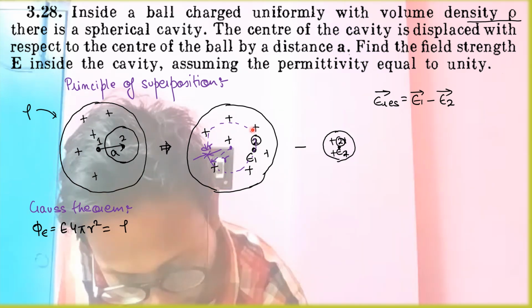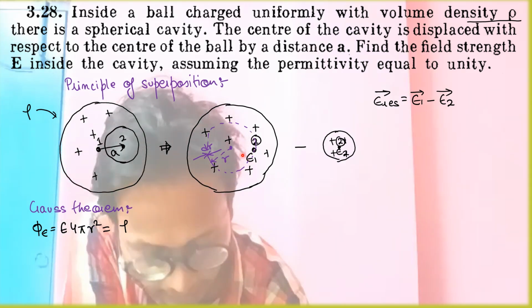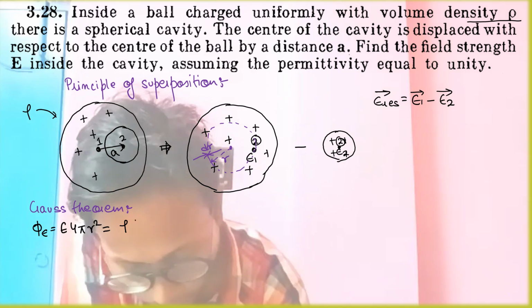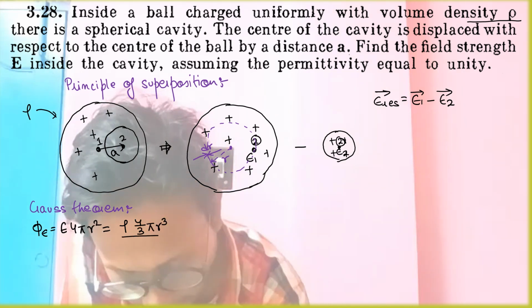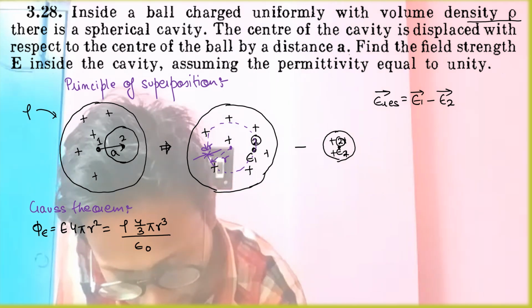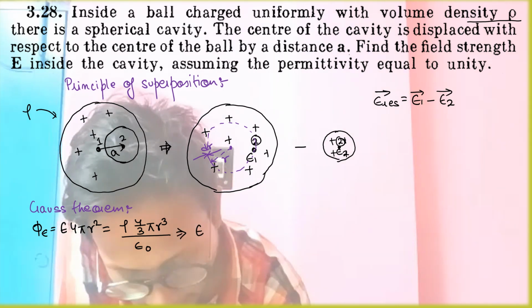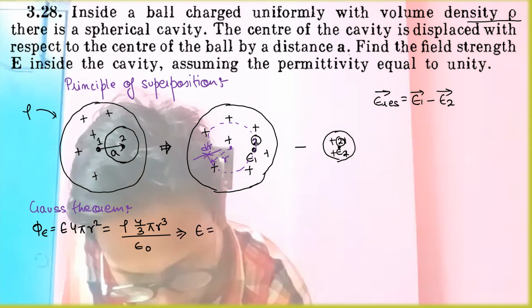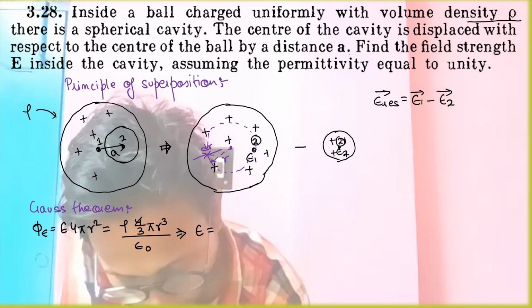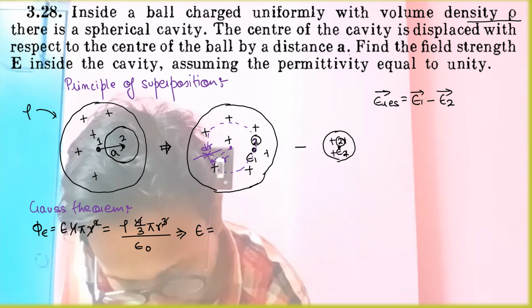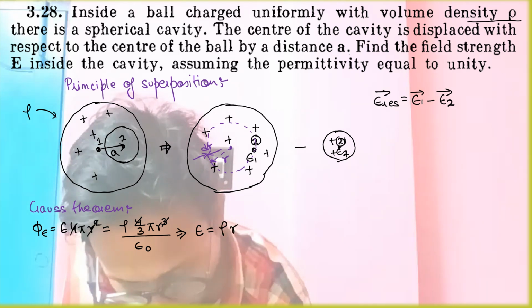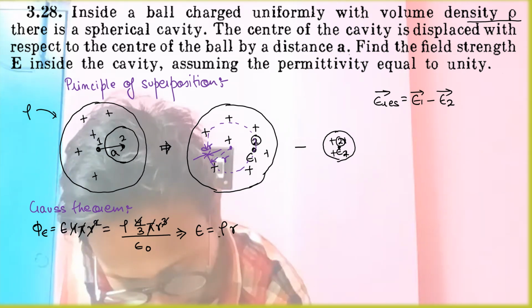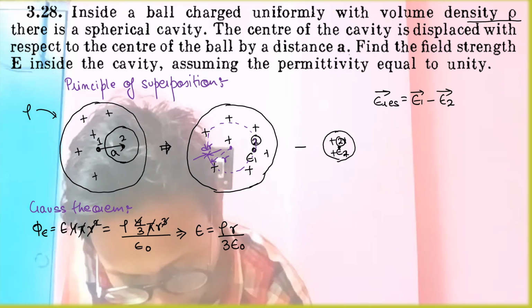And what is the volume of this Gaussian volume? 4 by 3 pi r cube, isn't it? By epsilon naught. And if I solve this one, electric field is equal to how much? 4 and 4 would get cancelled. R square, R cube would get cancelled. And pi and pi would get cancelled. Sigma r by 3 epsilon naught, isn't it?